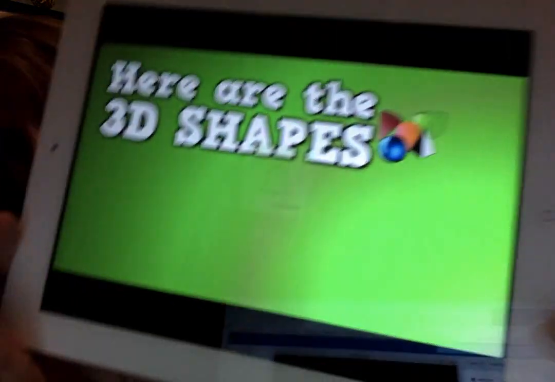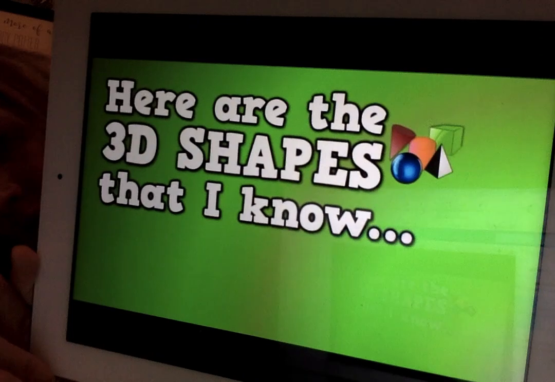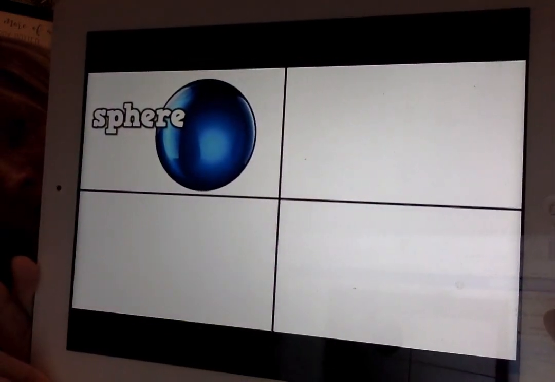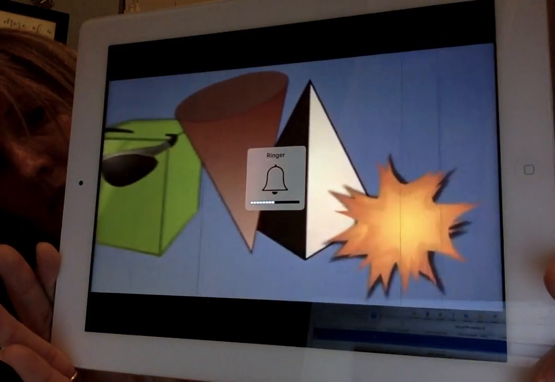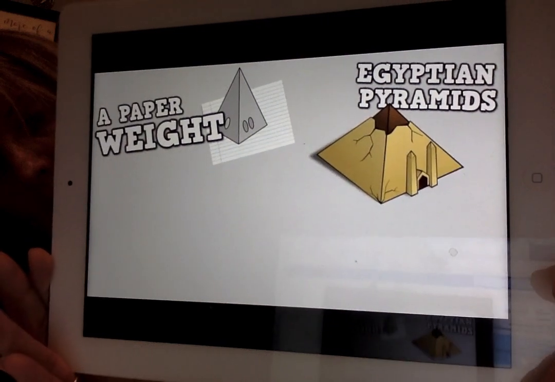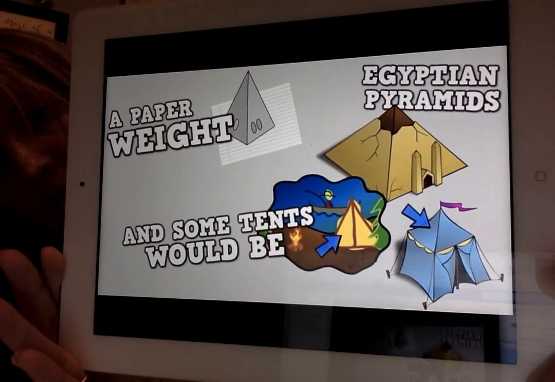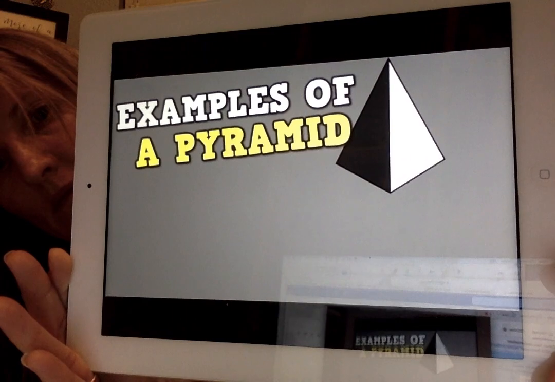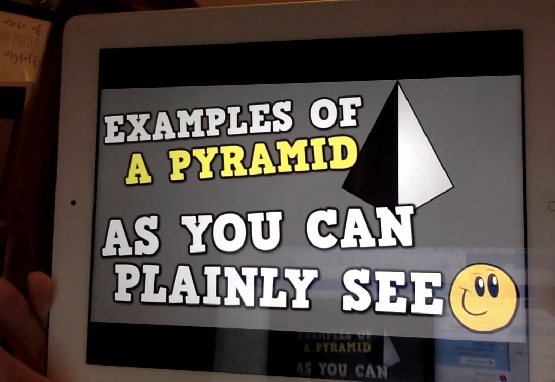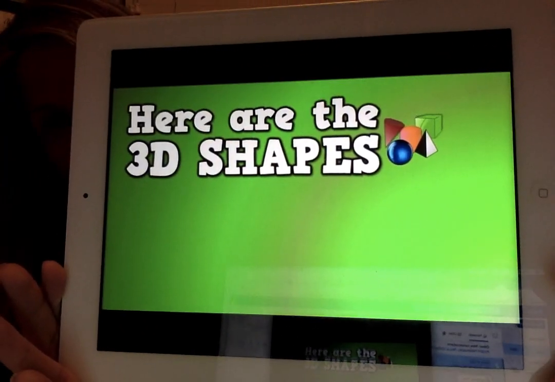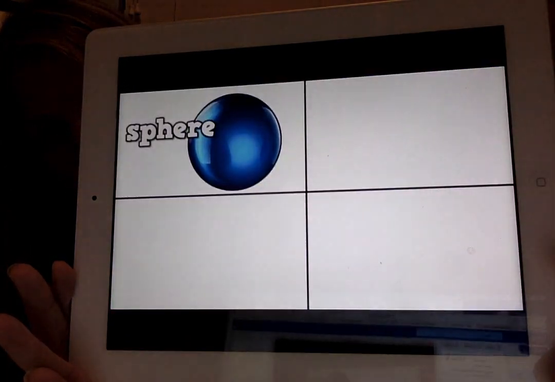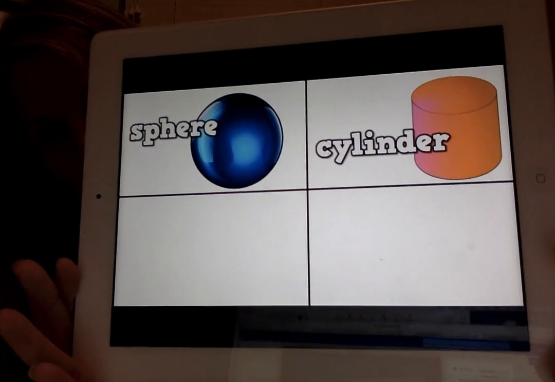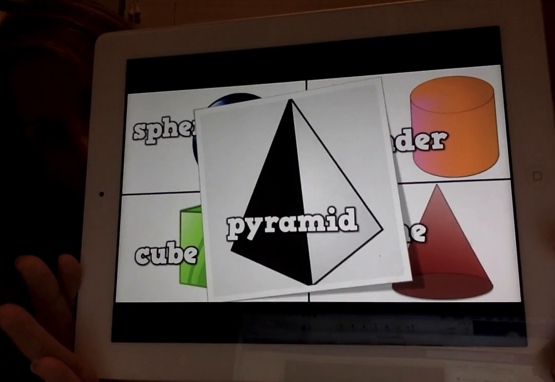Here are the 3D shapes that I know: a sphere, a cylinder, a cube, and a cone. A paperweight, Egyptian pyramids, and some tents would be examples of a pyramid, as you can plainly see. Here are the 3D shapes that I know: a sphere, a cylinder, a cube, and a cone.